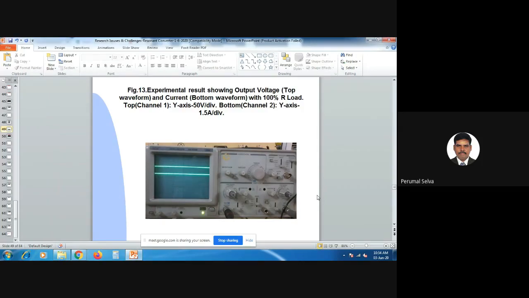So this is the experimental result showing output voltage. The top waveform is the voltage waveform, and the bottom one is the current waveform for 100% load. Right. Next slide.